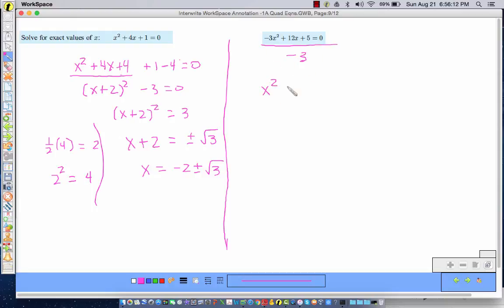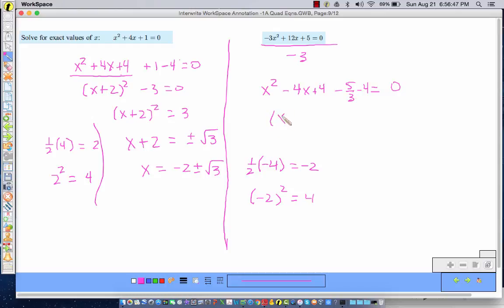And so then I have x squared, and 12 divided by negative 3 is negative 4. I'm going to leave a space here. 5 divided by negative 3 is negative 5/3. And 0 divided by negative 3 is 0. So half of negative 4 is negative 2. And I square negative 2 and I get 4. So again, I'm going to add 4 to both sides. And to compensate, I'm going to subtract 4 from this side.